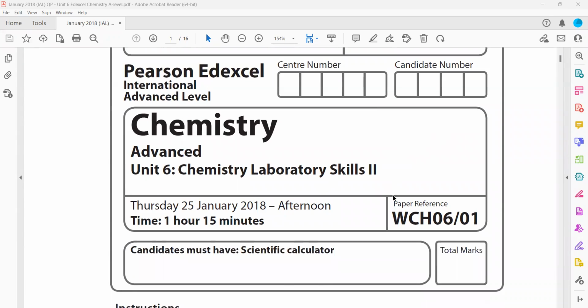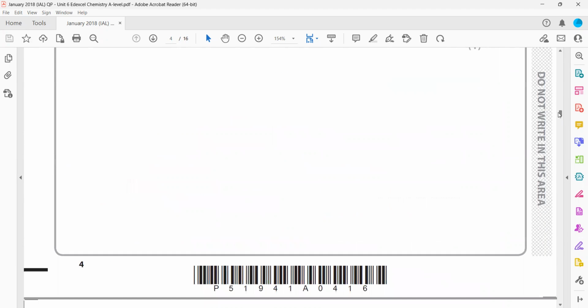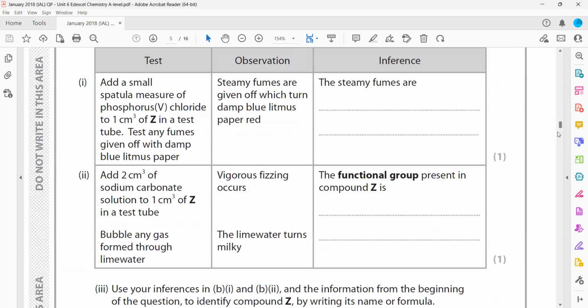So this one is January 2018, Unit 6. We did the first two questions. We'll solve one question from this. Question 3.